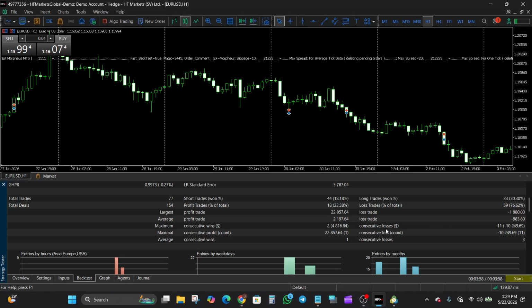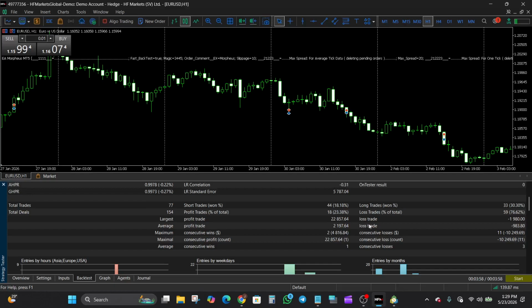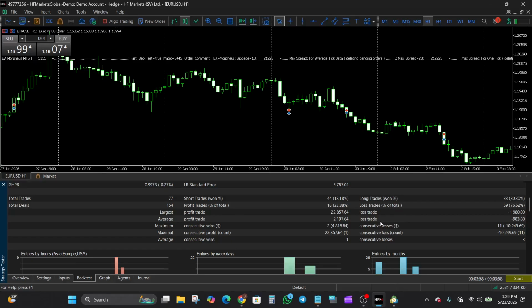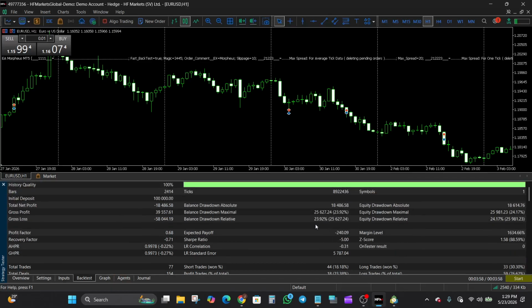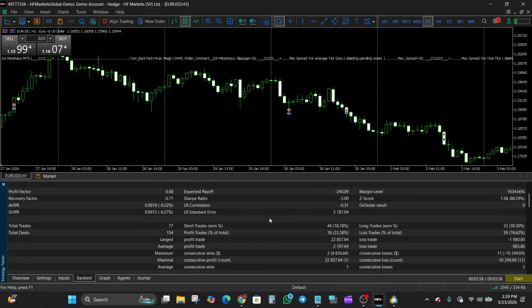1:2 point something is not really big enough to cover a win rate that is as low as this. We can see that the short trades win rate is just 18.18%, and the long trades win rate is just 30.3%. Considering the risk to reward being at just roughly 1:2 point something, the win rate is too low. That's why we had a negative total net profit. So this is my observation from this test.